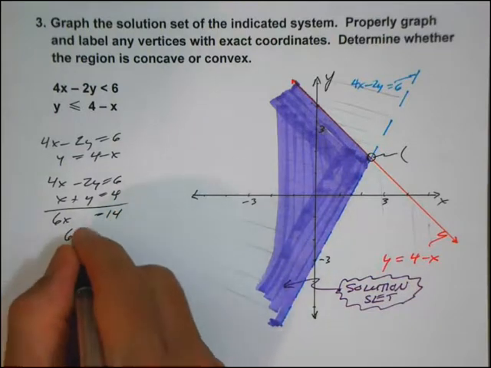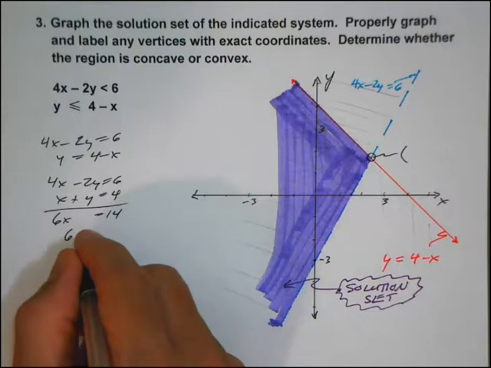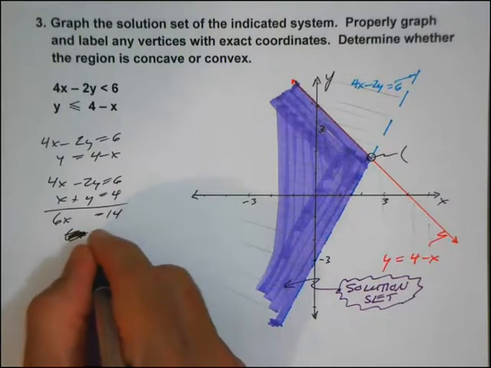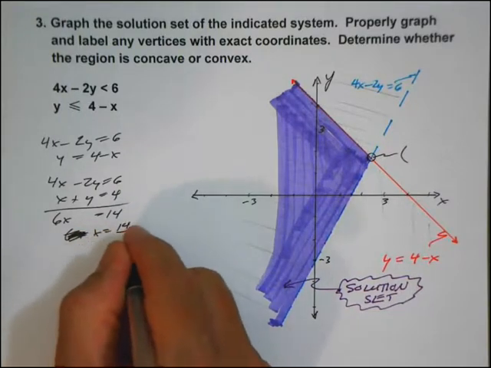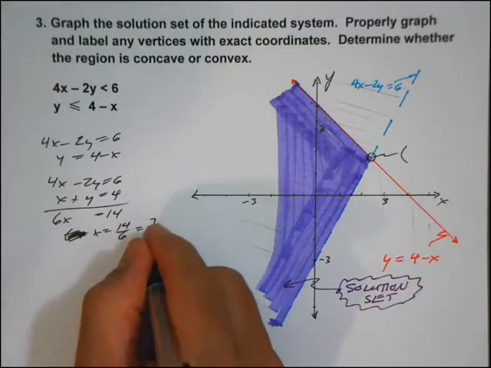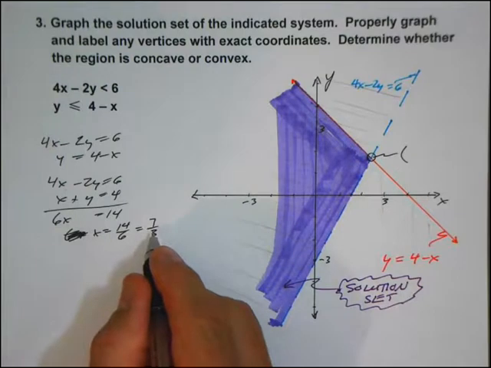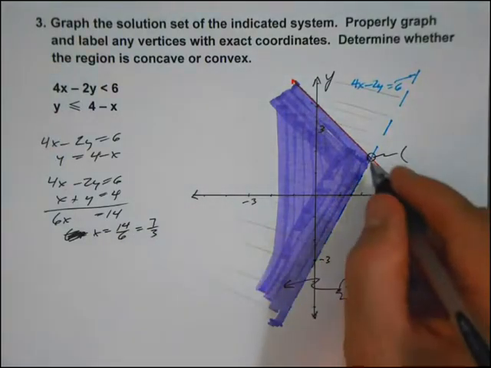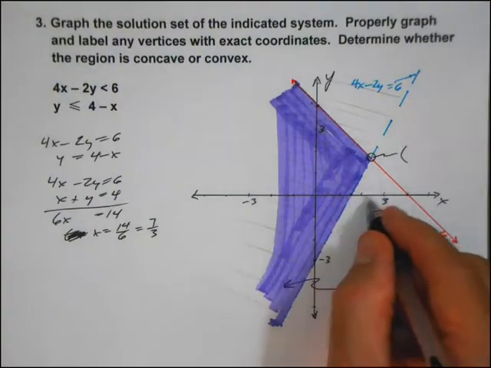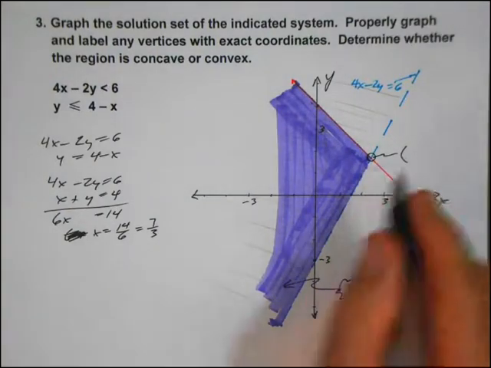Looking like x equals 14 over 6, better known as 7 over 3. Does that make a consistency with the graph? 7/3, 2 1/3. Let's look at the x. Here it is, 1, 2, and 3. Okay, 2 1/3 looks okay.